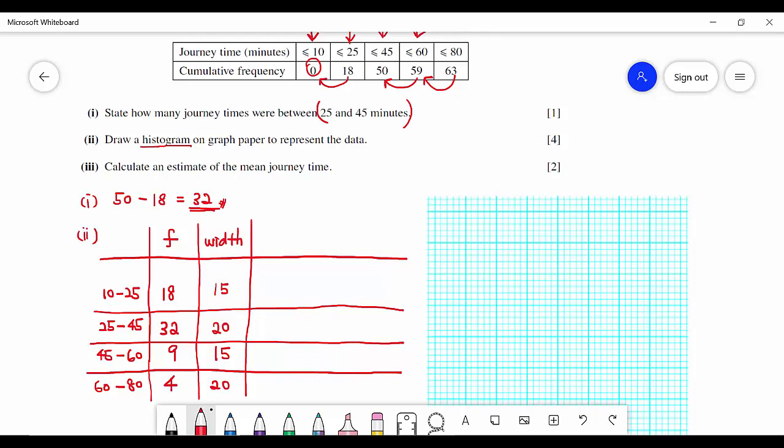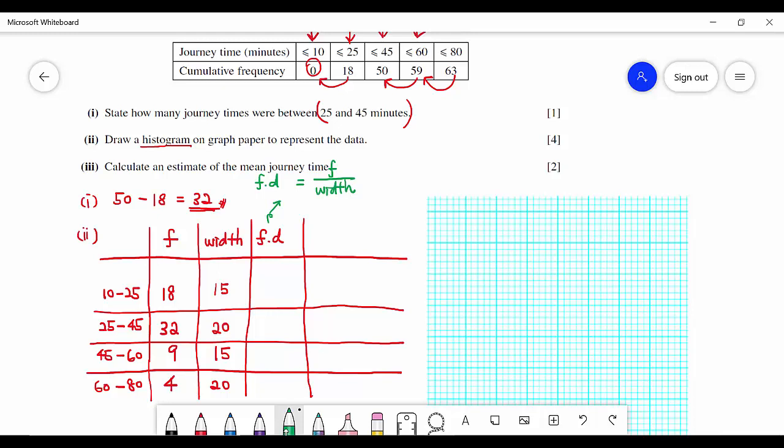From here, you can see very clearly that the widths of the classes are different. Therefore, to sketch a histogram, you need frequency density. How can I get the frequency density? Just a reminder, the frequency density formula is frequency divided by width. After you check the values of width, you realize they are not the same from class to class, so you take the frequency divided by the width.